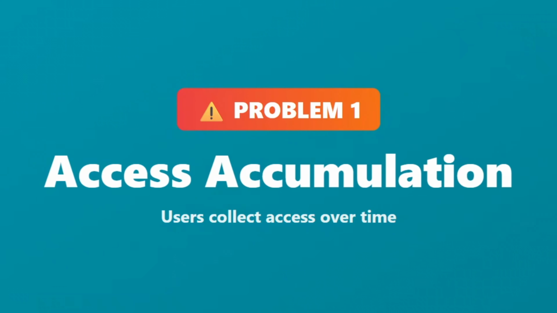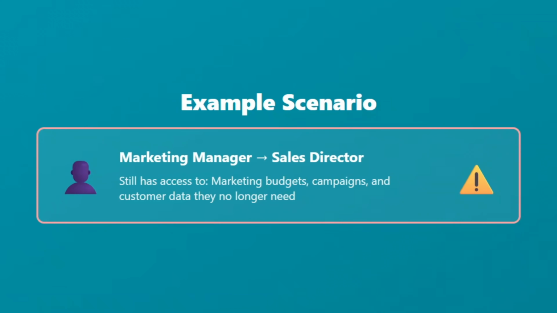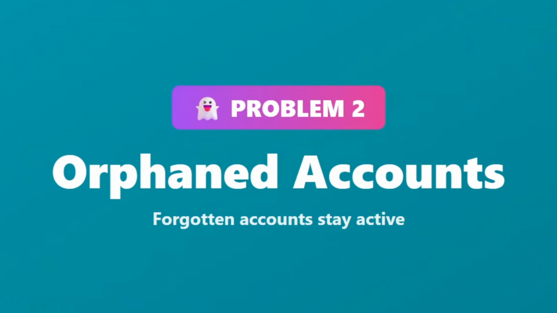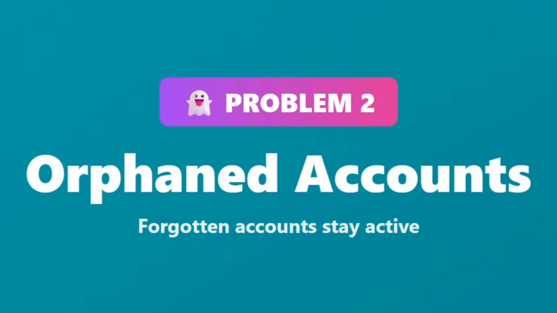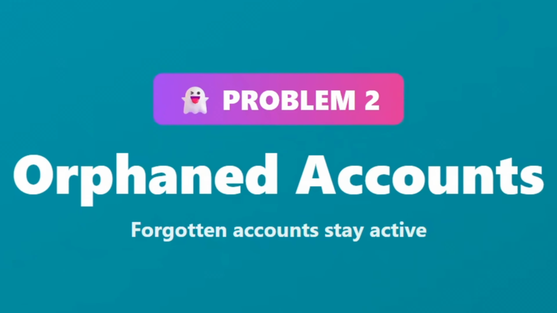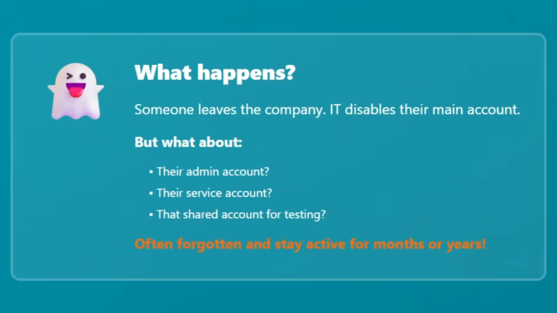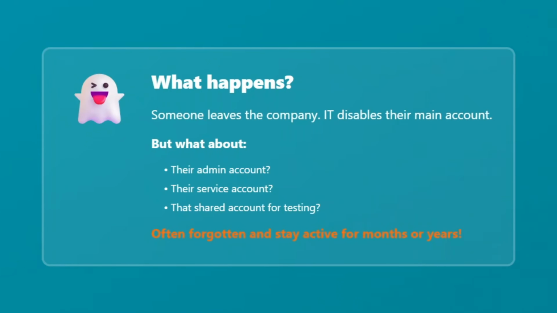Access accumulation. Over time, people accumulate more and more permissions. Let's say a marketing manager who moves to the sales department might still have access to the marketing budgets, campaigns, and customer data they no longer need. That's a problem. Next problem, orphaned accounts. Someone leaves the company, for example, the IT department disables the account, but what about the admin accounts or the service accounts or the technical accounts that they use? Nobody takes care of it, if not for IGA.